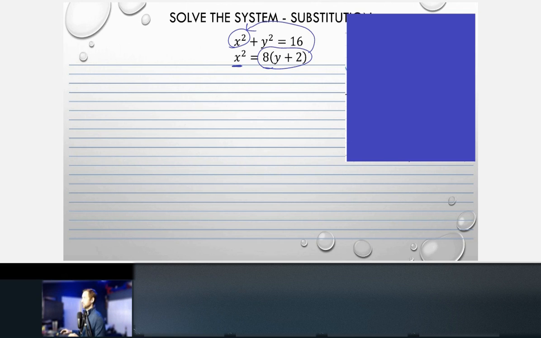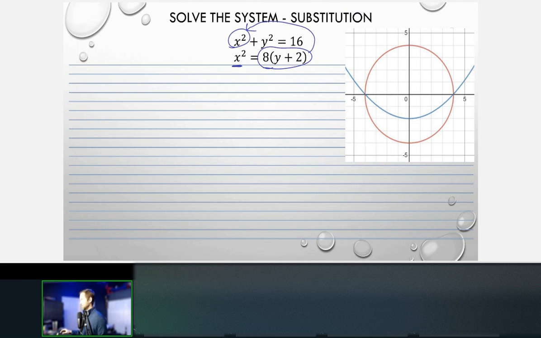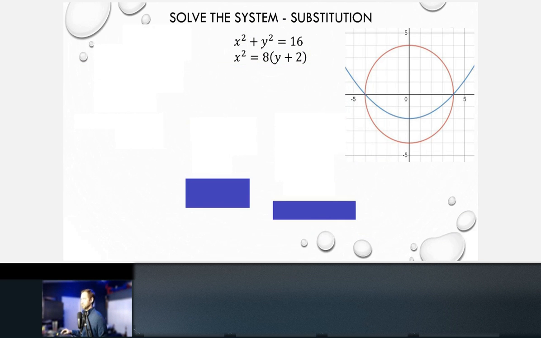Oh, and by the way, of course, we always want to graph these first to see what's going on. We have a circle and a parabola, like we said. How many solutions will we find? We will find 2 solutions, yeah, because we have 2 intersection points.